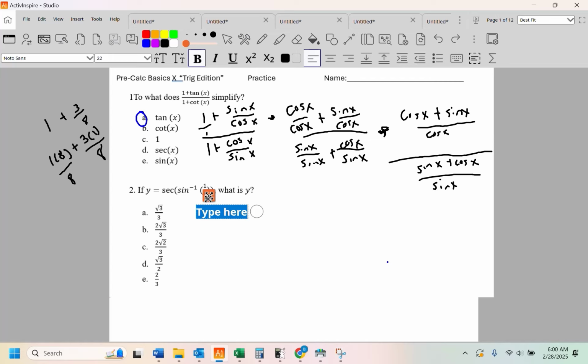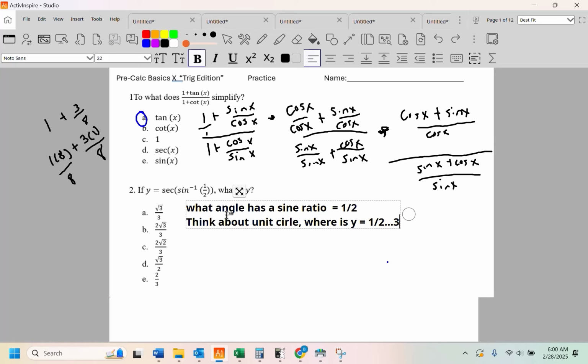All right, so if we just focus on this piece right here, this guy in the middle, that says, what angle has a sine ratio equal to 1/2? Now, there's lots and lots of ways of doing this. If you think about the unit circle, you can pick that up pretty quick. It's asking where is y equal to 1/2? So on a unit circle, that's 30 degrees, right?